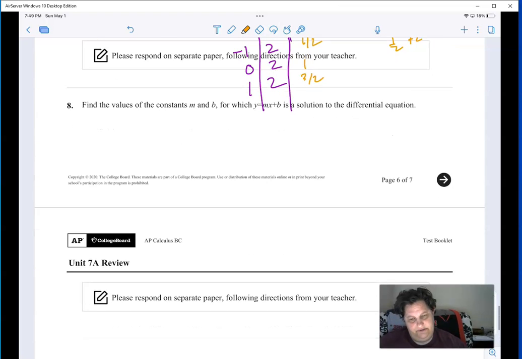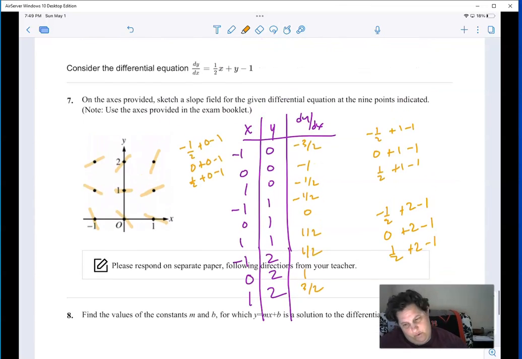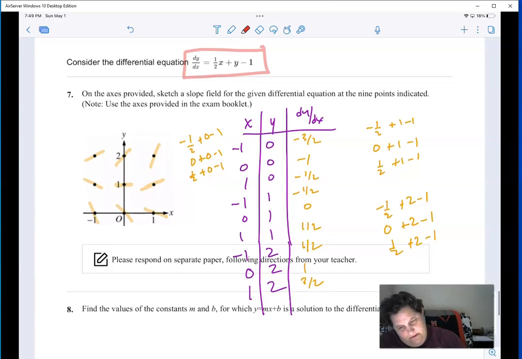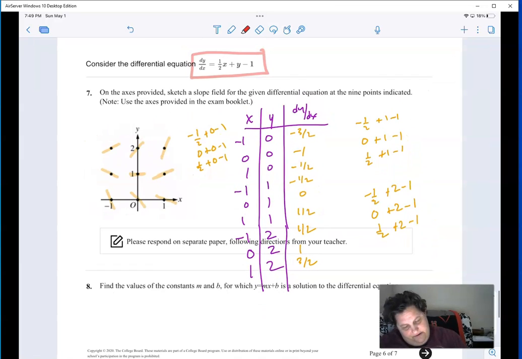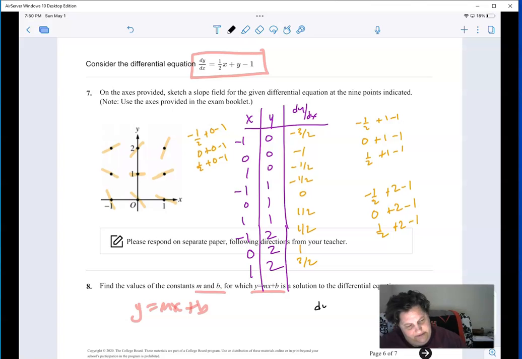Ooh, yay, last question. Find the values of the constants m and b for which y equals mx plus b is a solution to the differential equation. Find the values for m and b if y equals mx plus b is a solution to this differential equation.